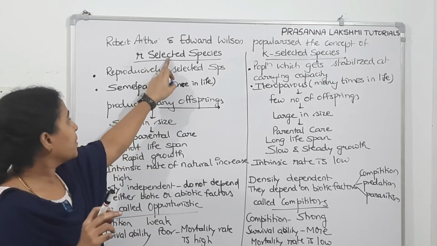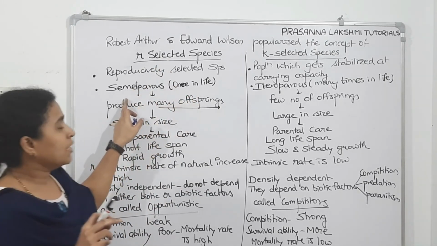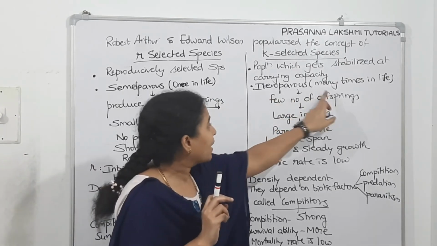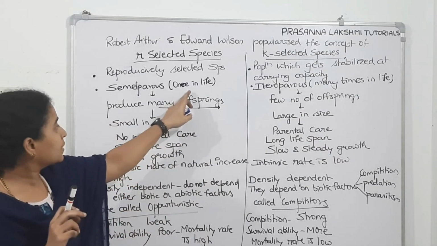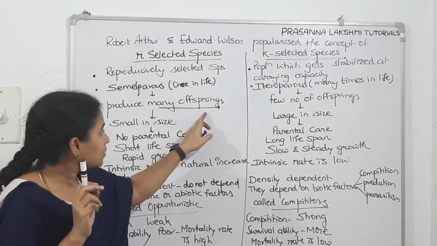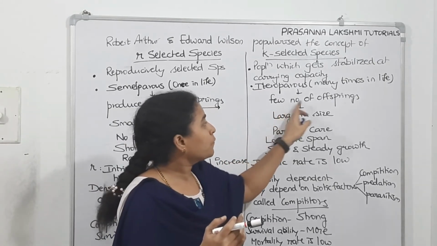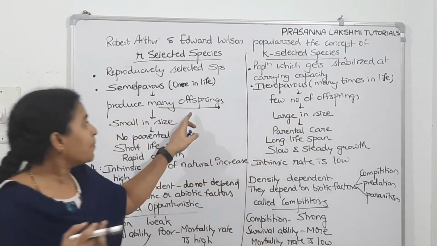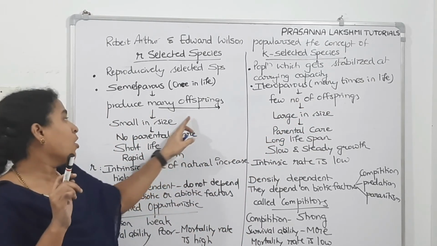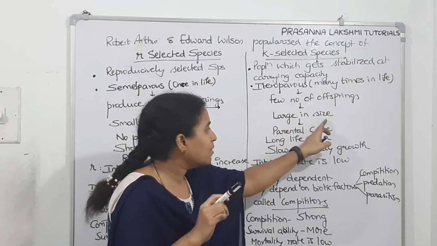In R selected species, they reproduce once in a lifetime. They are called semelparous. K selected species reproduce many times in a life. They are called iteroparous. Since they reproduce only once in a lifetime, in that reproduction itself they try to produce as many offspring as possible. Here, they can reproduce many times in their life and produce a few offspring. Since they produce many offspring in one reproduction, obviously the size will be small. Here, since the number is less, the size will be big.